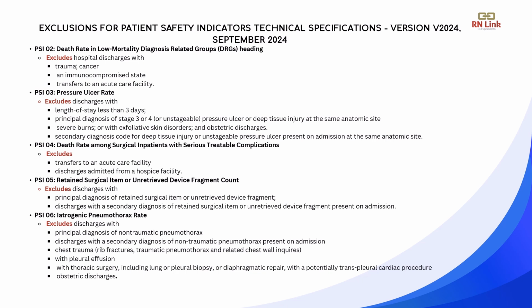PSI 06, iatrogenic pneumothorax rate. Excludes discharges with principal diagnosis of non-traumatic pneumothorax. Discharges with a secondary diagnosis of non-traumatic pneumothorax present on admission. Chest trauma, rib fractures, traumatic pneumothorax and related chest wall injuries. With pleural effusion. With thoracic surgery, including lung or pleural biopsy, or diaphragmatic repair, with a potentially transpleural cardiac procedure. Obstetric discharges.